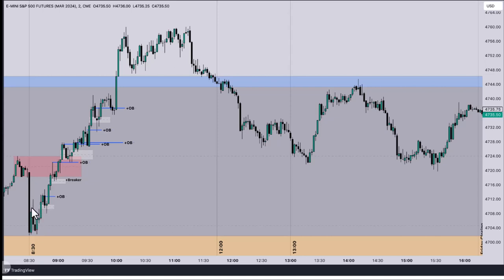First of all, we have a market structure shift. We have a displacement to the upside. We have the fair value gap as an entry. Then we have another displacement higher, creating another fair value gap right here. Within this fair value gap, actually this one and this one created a fair value gap and an order block. So that's a high probability order block. Then we have another fair value gap up here. Another entry could have been taken.